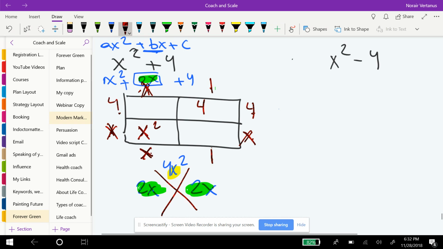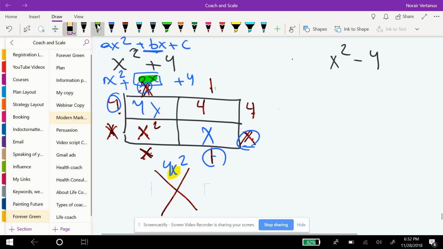Now, if you multiply 1 times x here, you get 1x, and 4 times x, 4x. So over here, I'm going to have 1x and 4x. From previous work, I've done that. 4x is here, so we don't care about that part. But these two, 4x and 1x, we need to write them here.